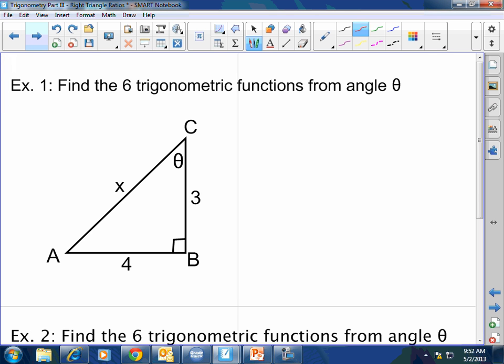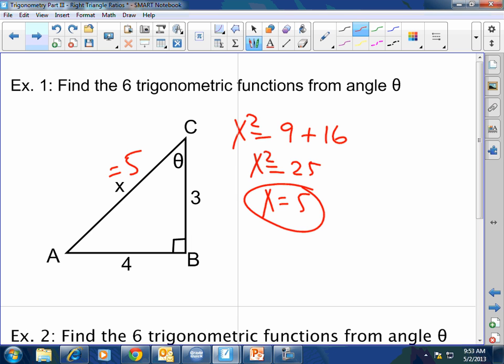Find the 6 trigonometric functions of angle theta. Before I can do this, guys, I have to complete this triangle. What law or theorem can I use to complete this? Pythagorean Theorem. So x squared equals a squared plus b squared. X squared equals 25, so x equals 5. It's a 3, 4, 5 triangle.